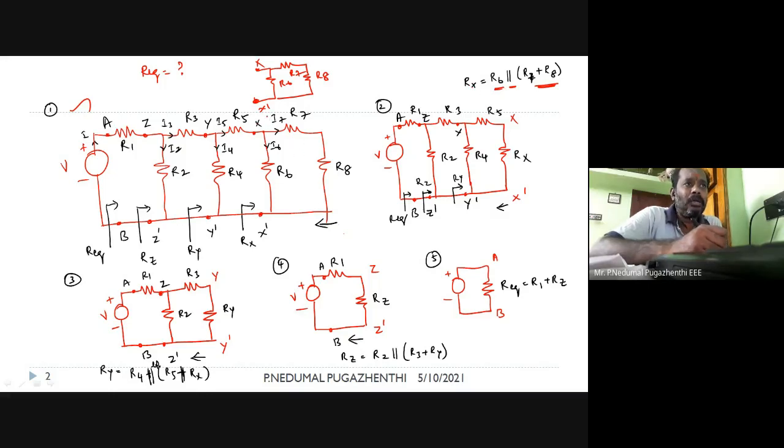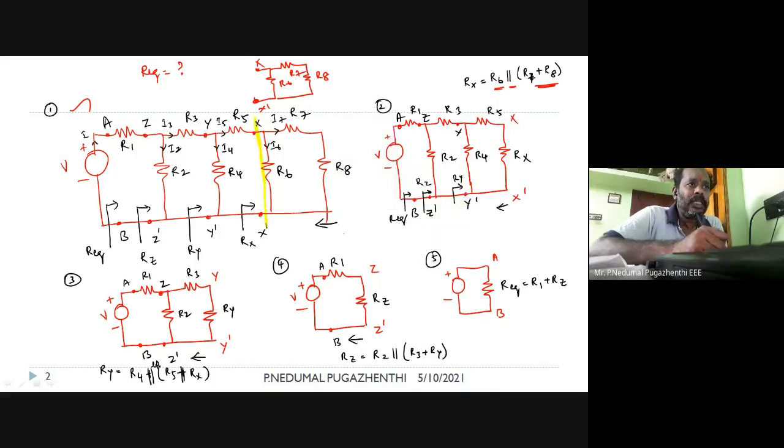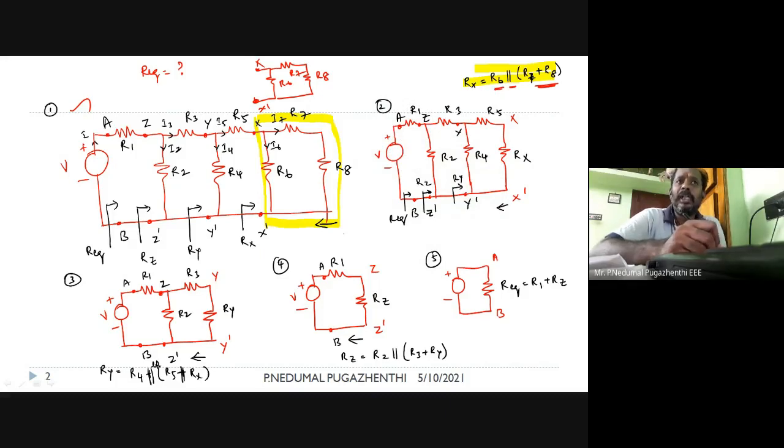If I find the equivalent resistance of this part, which I am highlighting, which has R6, R7 and R8, I will name it Rx. So Rx is equal to R6 parallel to R7 plus R8. It is again going to be an equivalent resistance value. We don't know what the value or combination is going to be, so I simply name it Rx because it is found between XX dash. Any doubts so far?